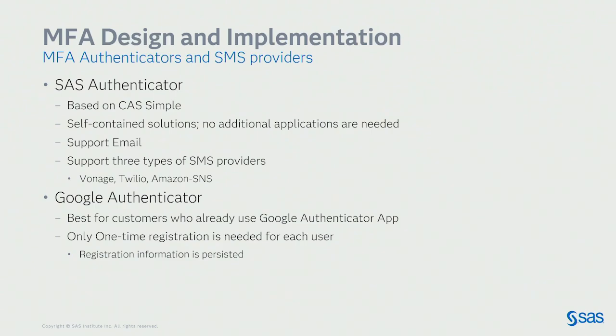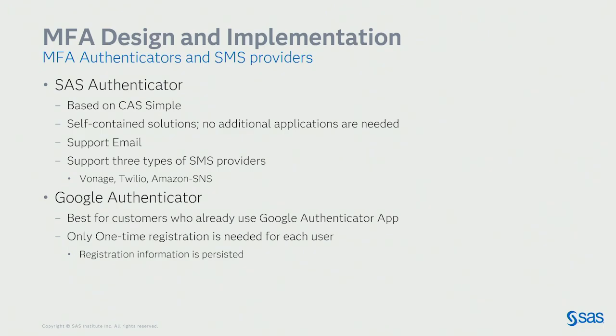So MFA authenticators, 2 of them. This is kind of a summary. The SAS Authenticator, based on CAS-simple, is self-contained, with no additional work you need to do, and supports email and text messaging. Text messaging basically requires you to have an account with a third-party vendor. We support 3 different messaging providers: Vonage, Twilio, Amazon SNS. We're open to any suggestion, any feedback. If your company is working with vendors other than what I listed here, we would love to know that, and we'll prioritize and see whatever we can do to support you on that.